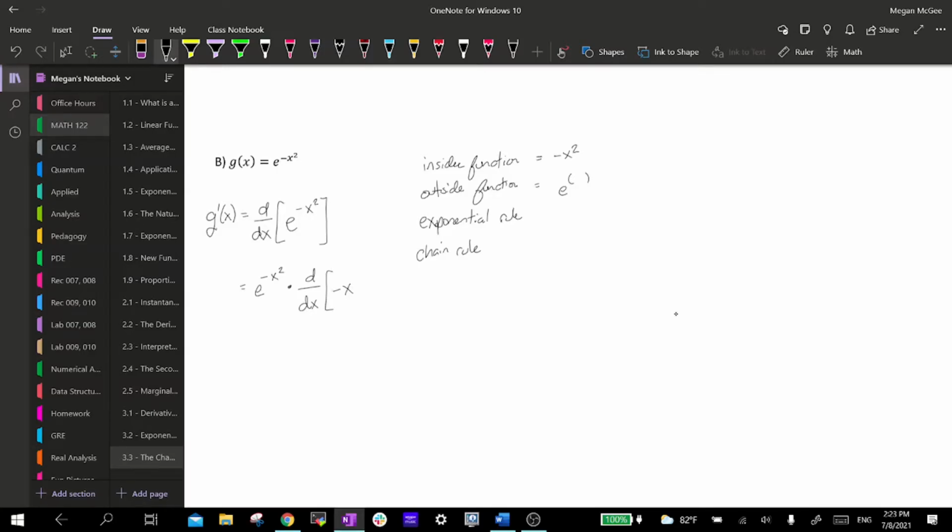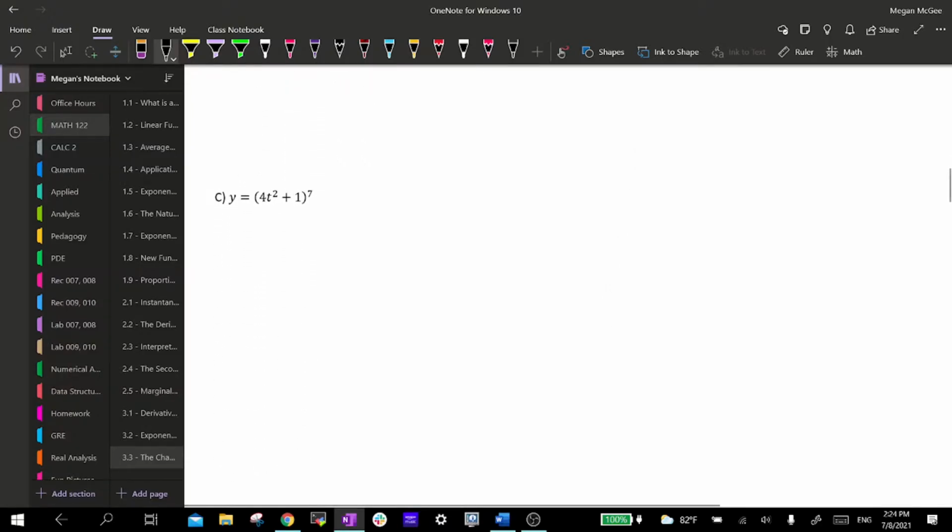So the derivative of negative x squared. So we have e to the negative x squared times our derivative. Well, our derivative of negative x squared, pull the 2 down, and so it's negative 2x. If we go ahead and clean this up a bit, we end up with negative 2x over e to the x squared. And this is our final answer for our derivative. All right.